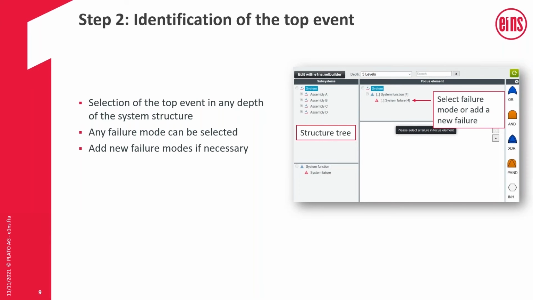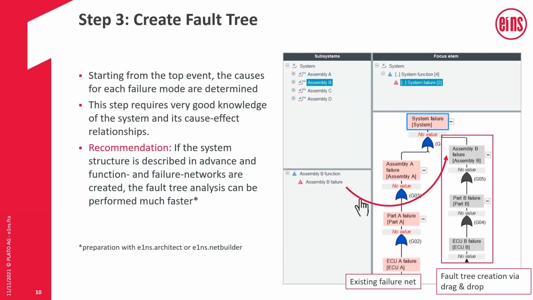fault tree. So this step 3, this slide shows us the construction of a fault tree by taking over failure entries into a tree representation. So if the failure analysis was already done or started using e1ns Net Builder, for example, you can directly reuse the failure modes entered there and link them to your top level event if needed and if the links didn't exist.